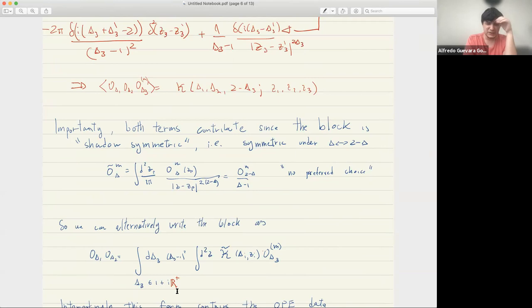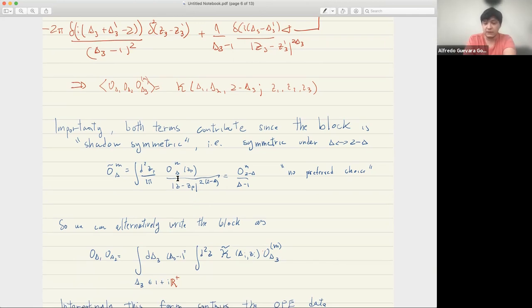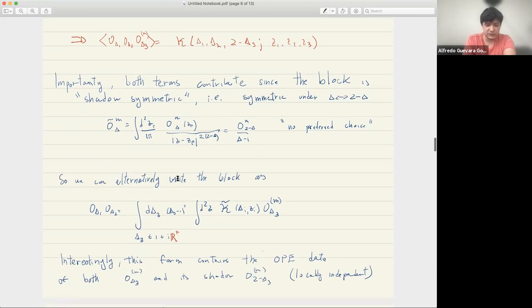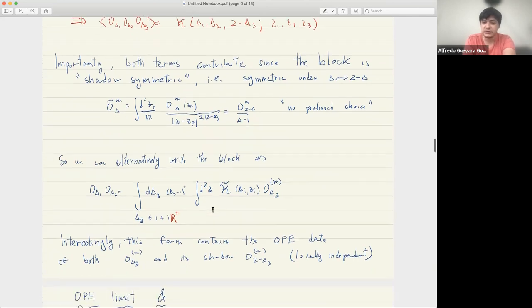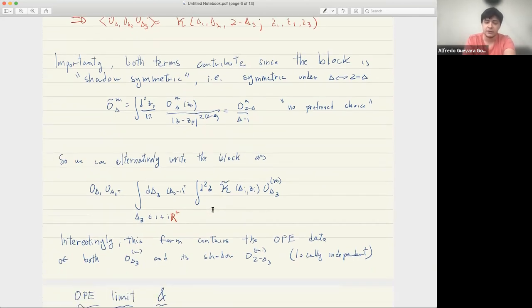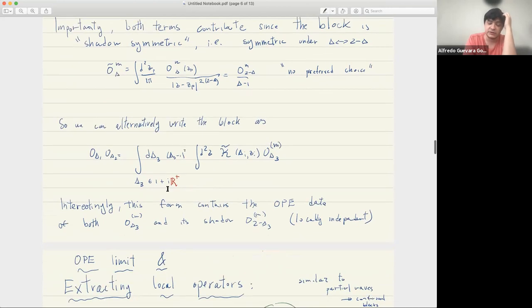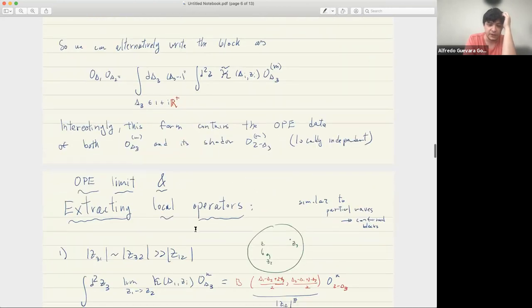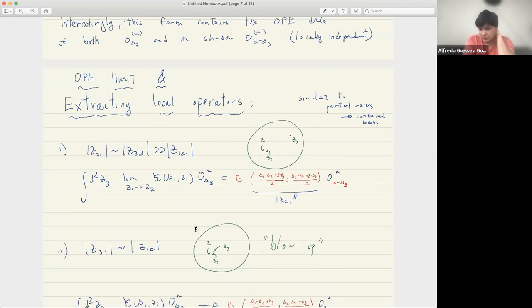axis. And you may say that now we have lost information of the shadows, and the shadows are actually locally independent of the primaries because this relation is global. So at a single point, there is no linear dependence between them. But we haven't lost any information because, as I'm going to show now, both terms, the shadow and the primary, are encoded in this form, even though we're integrating on the positive domain. So how do we extract this OPE? How do we extract the local terms?